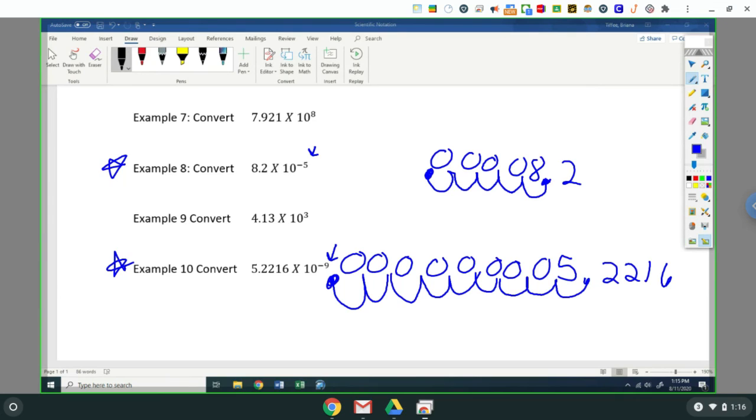That's scientific notation and changing it to standard notation. If you still have a little bit of difficulty with it, message me or look up a video on Khan Academy for scientific notation. They have a really good one.